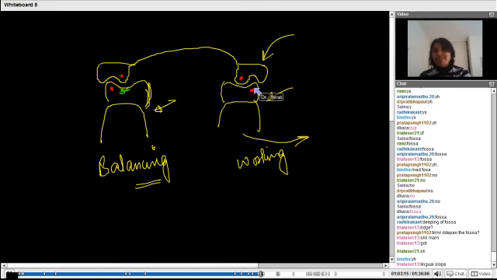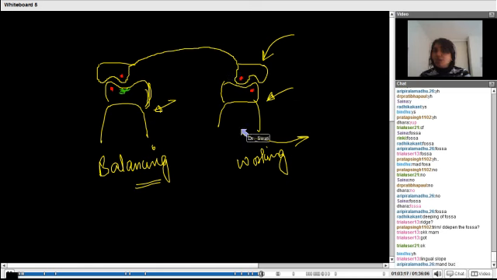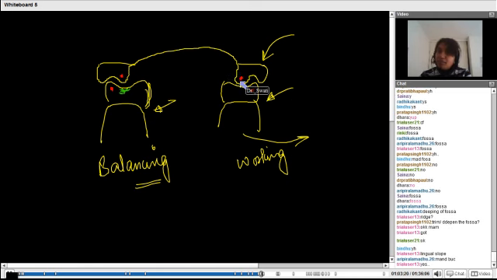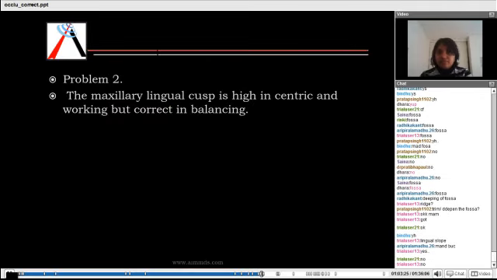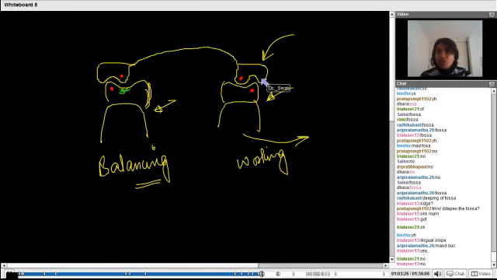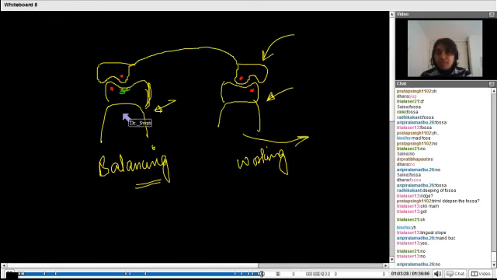But what is the cusp it will contact? The mandibular buccal. But was the working side a problem? No, the working side was not a problem. The problem was the balancing side. Now let's see what is happening on the balancing side. This cusp is moving towards the right. We have decided we'll consider movement towards the right, isn't it? Where is it contacting when it goes towards the right?